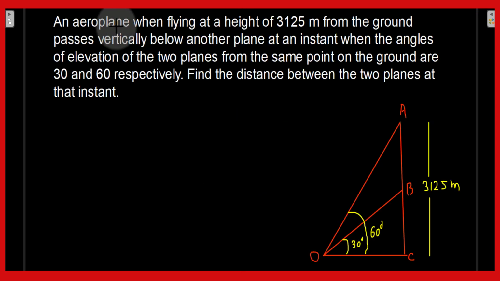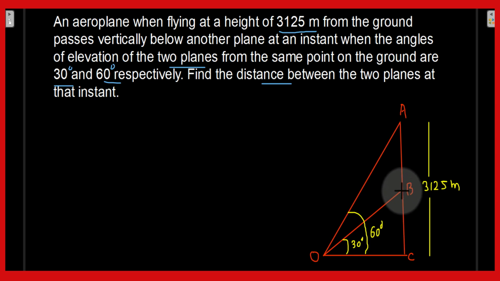The question is that an aeroplane, when flying at a height of 3125 meters from the ground, passes vertically below another plane at the instant when the angles of elevation of the two planes from the same point on the ground are 30 degrees and 60 degrees respectively. Find the distance between the two planes at that instant. Very simple question, same as that of the previous.